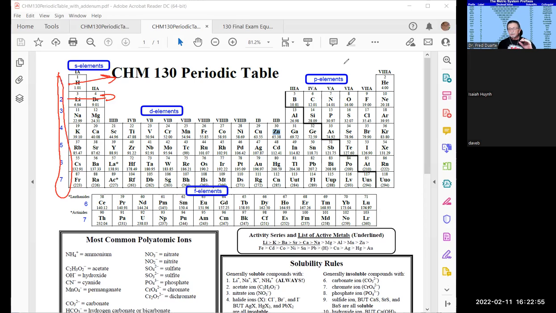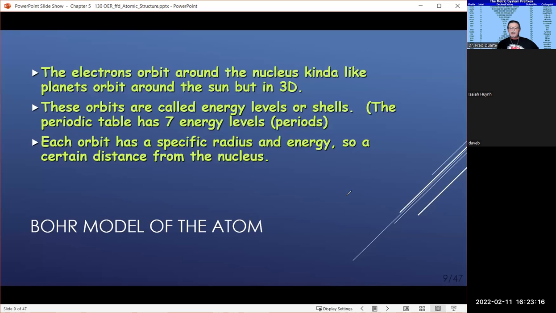Okay, we're going to learn that not only do we have these 7 energy levels, but within the energy levels, we're going to have what we call suborbits, sub-energy levels, which are called orbitals. Very specific types of orbitals. Okay, so every orbit has a specific radius and a specific energy associated with it. And the specific energy corresponds to a specific distance from the nucleus.